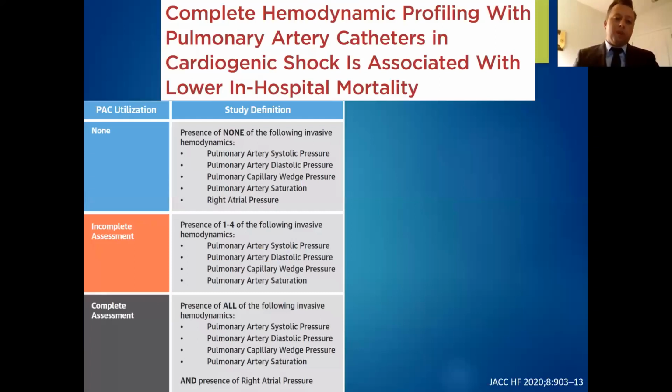One of the ways that you're going to be able to differentiate these patients and help manage these patients is by putting in a PA catheter. And I know from the ESCAPE trial, not everyone uses PA catheters, but there is more data out there that suggests that this is really helpful for those patients that are in cardiogenic shock. The one caveat to that being that you have to get a complete assessment. So meaning that you have to have the PA systolic and diastolic pressure, the wedge pressure, as well as the CVP to be able to measure that right atrial pressure.